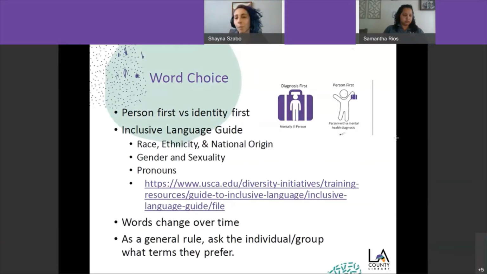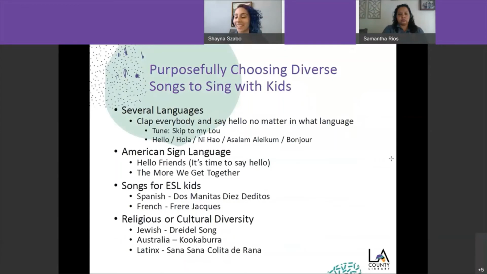So just remember, words change over time. One word usage that is correct at one time can be wrong later. And as long as we are trying our best to be respectful and use our words from a place that comes from love, that's the best that we can do. As a general rule, ask the individual or group what terms they prefer, and that will most likely be the correct terminology. So we are going to move over to Samantha, who's going to give you some specific songs and resources that you can use in your classroom.